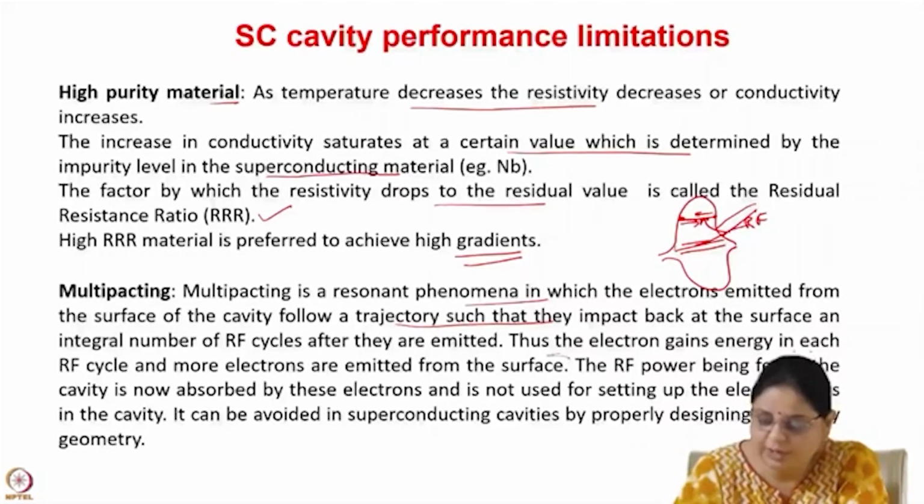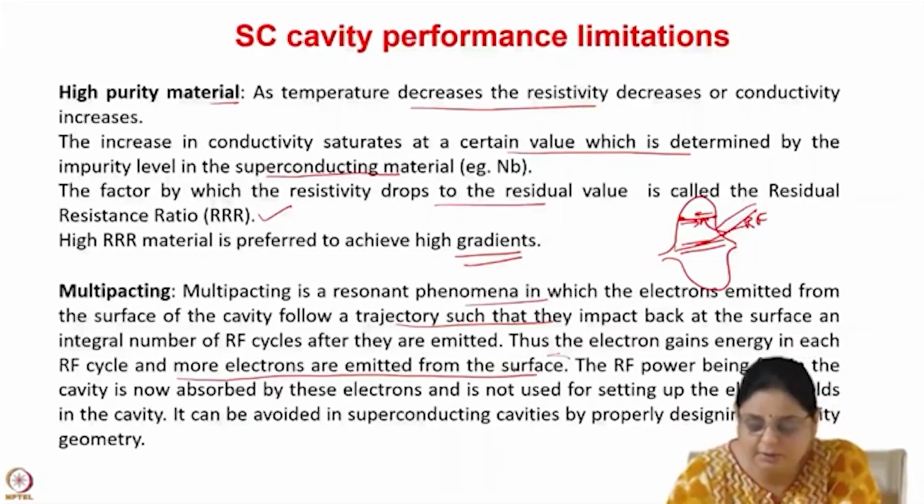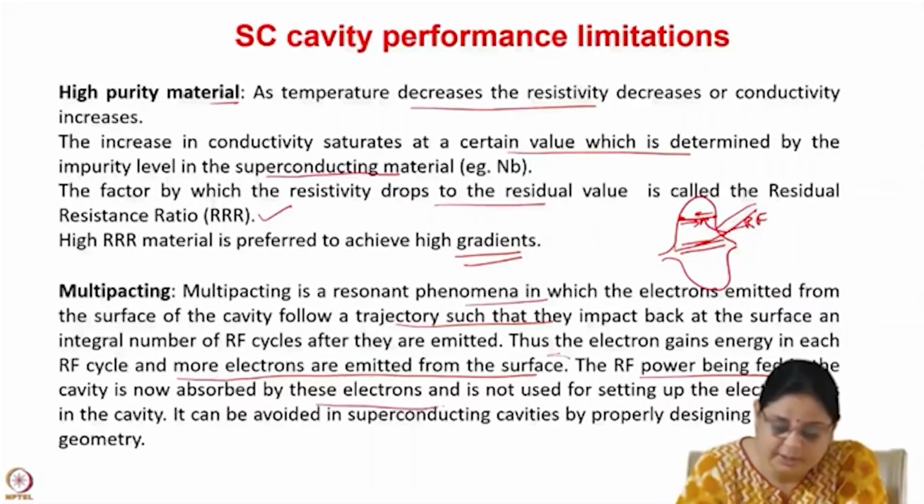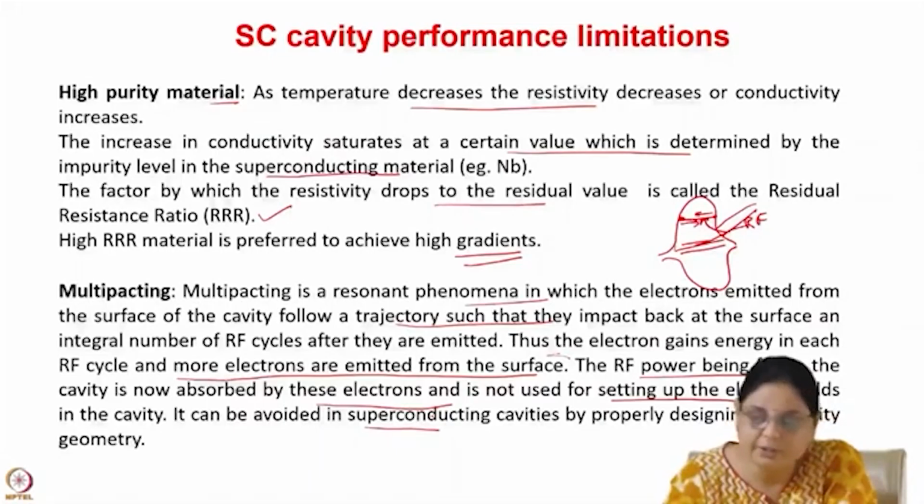The electron gains energy in each RF cycle and more electrons are emitted from the surface. The RF power being fed in the cavity is absorbed by these electrons and is not used for setting up the electric fields in the cavity. So this can be avoided by properly designing the cavity geometry.